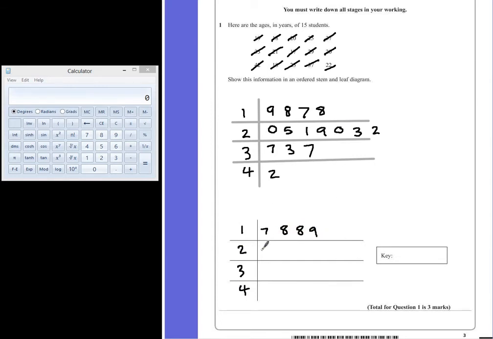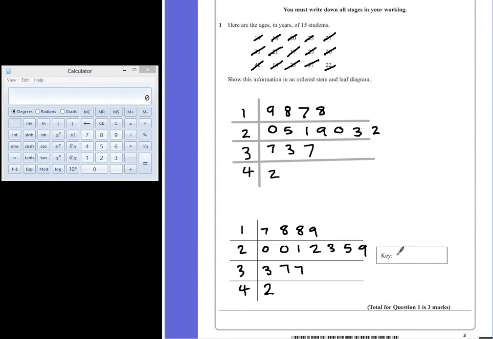On the middle row, we will get 0, 0, 1, 2, 3, 5 and 9. On row 3 we'll have 3, 7 and 7. On the final row 2. So all my numbers are now in order. So this is an ordered stem and leaf diagram. All the numbers are in neat columns, so we can see that most of the numbers are in the 20 section. And now we just need to finish this off for a third mark with a key.